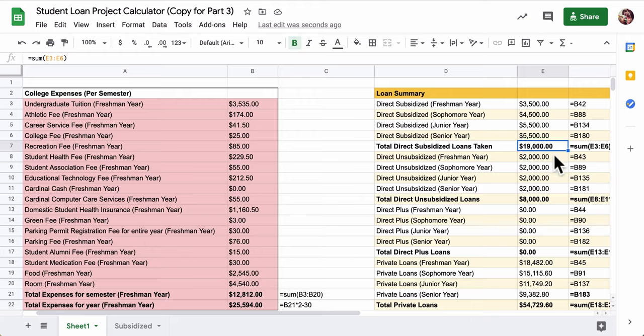But after you graduate, there's a short grace period. After you graduate, you start to pay interest on these loans. So let's take a look at how that works.